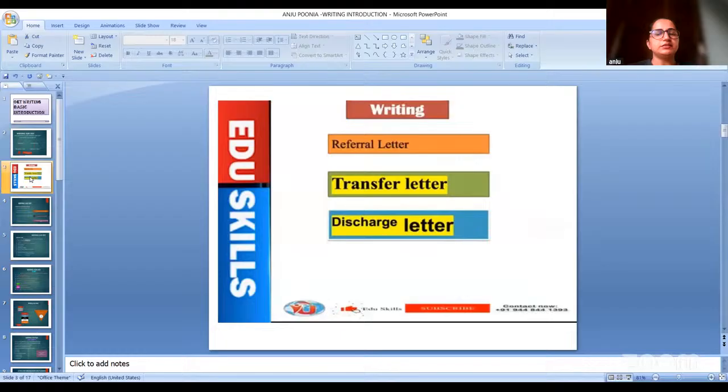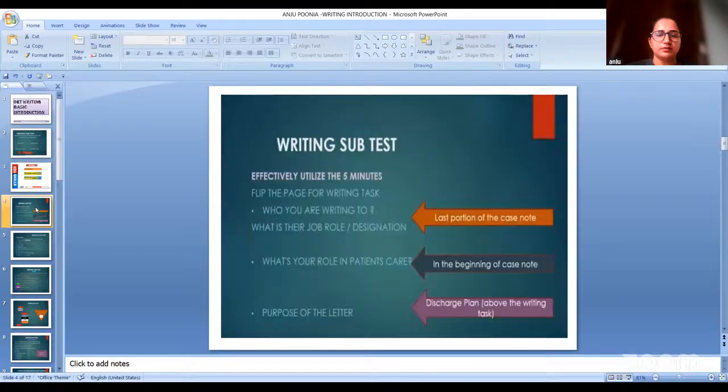In writing, there are three types of letter: referral letter, transfer letter, and discharge letter. Writing subtest. I already discussed, before starting the exam, they give only 5 minutes, and how we can utilize that 5 minutes is very crucial.